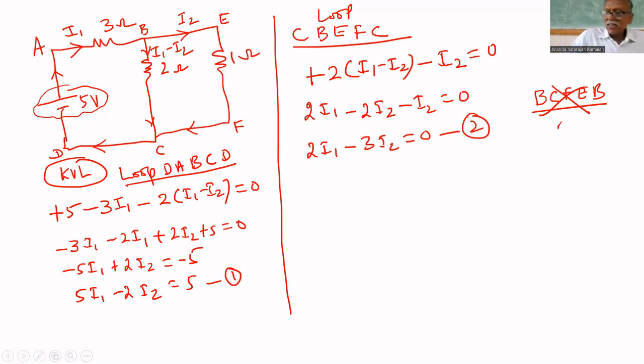Okay, what is the answer? I2 equal to 0.909 amperes. I2 is the current through the 1 ohm. This way also we can find it. This is called using KVL, Kirchhoff's voltage law.